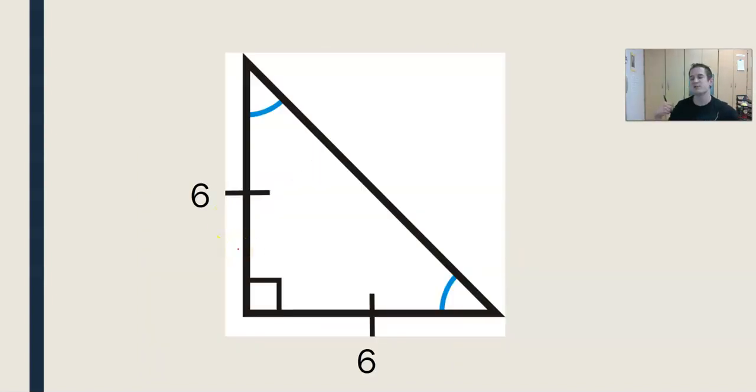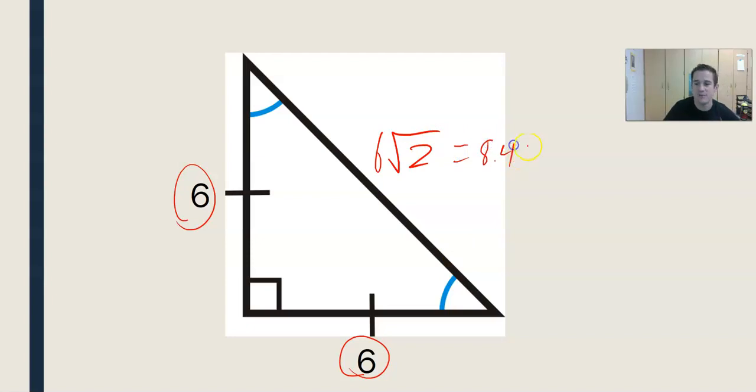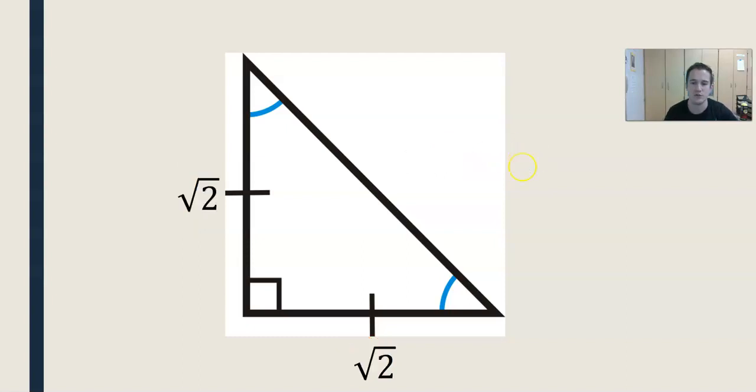So, I have this isosceles right triangle. This side is 6, this side is 6. What's this side going to be? Well, it's going to be 6 times the square root of 2. Don't believe me? 6 squared plus 6 squared is 72. The square root of 72 is 8.485. Well, 6 times the square root of 2 is 8.485. That's so cool. That relationship will exist every single time. So the length of that side is 6 times the square root of 2.